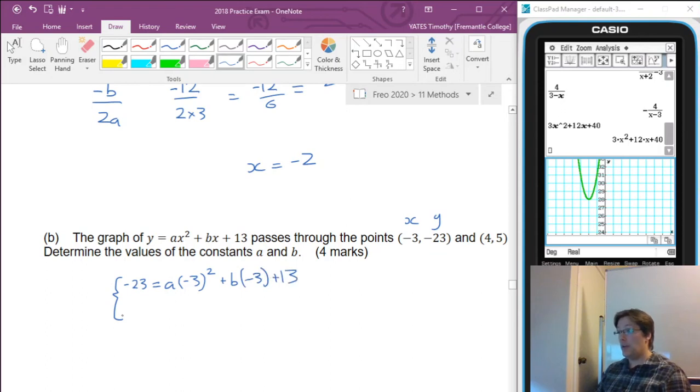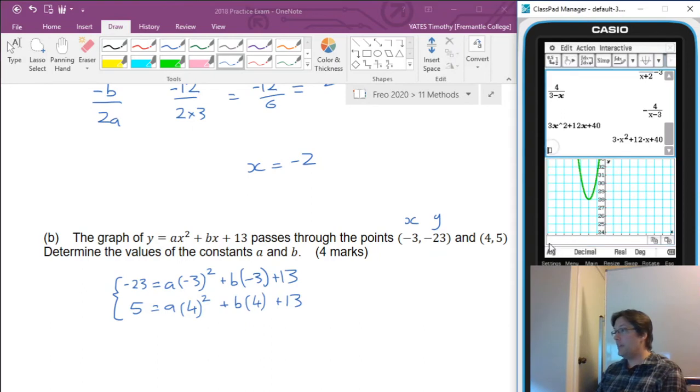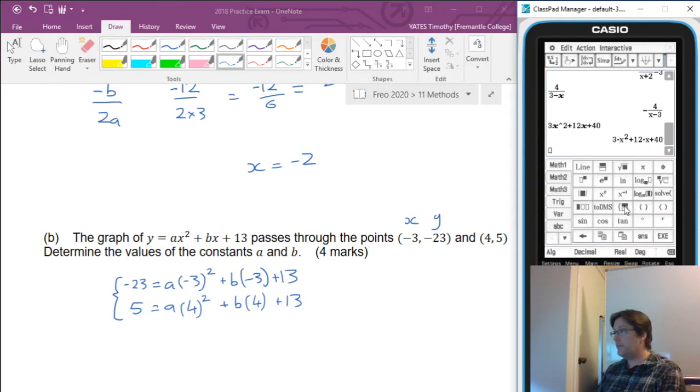And the other one is 4 and 5. So we got 5 for our y value is a 4 squared plus b times 4 plus 13. So that is under keyboard. This one here, this sort of parentheses, curly brackets.